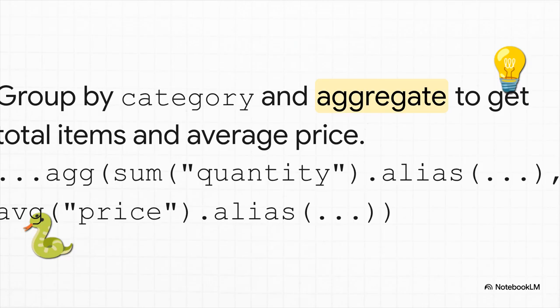And you see that .alias part? That's just us giving our new columns clean, readable nicknames. The result? A brand new, clean data frame with one summary row for each category. It's so efficient.